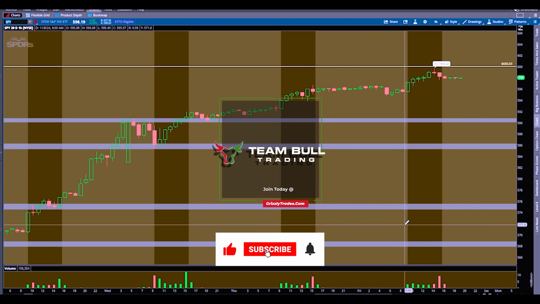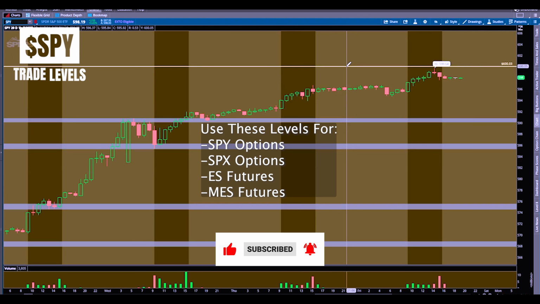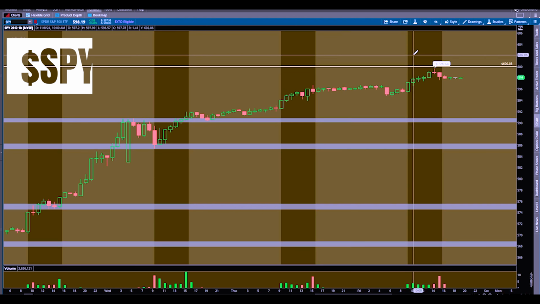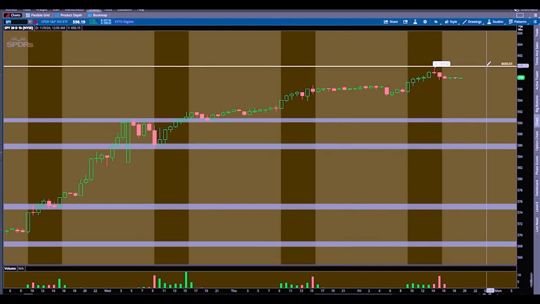First up, ticker SPY. You can trade options or ES futures based off these zones and levels. So let's start from the top. 600 is current resistance. I'm going to be watching for a possible reject there. If we show no signs of rejection and break above, I will be looking for that pullback retest for a call or long entry. And that goes the same with any of my zones.